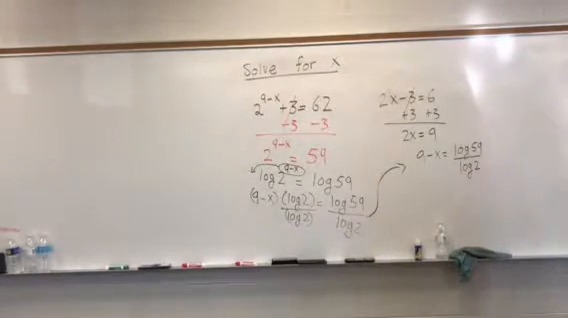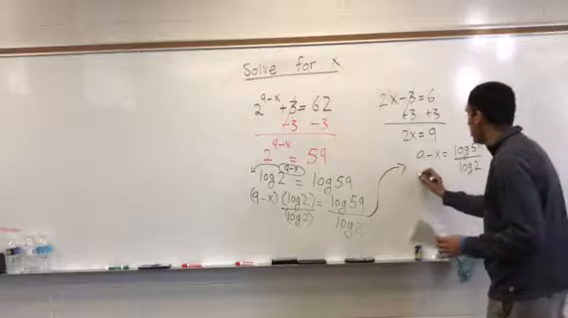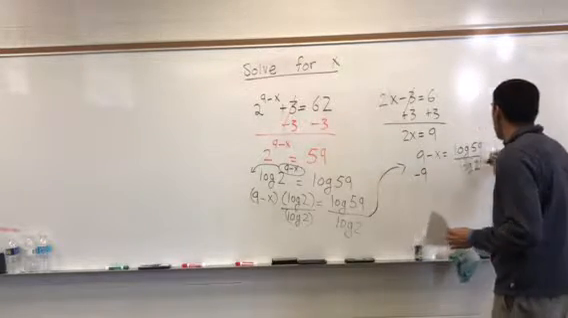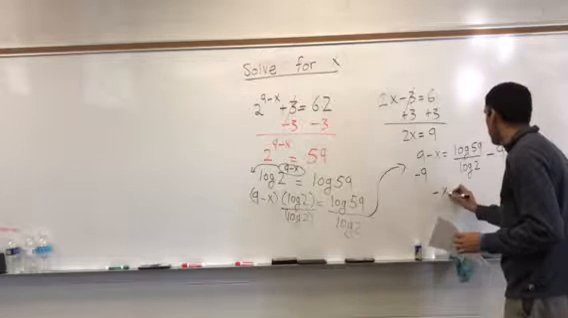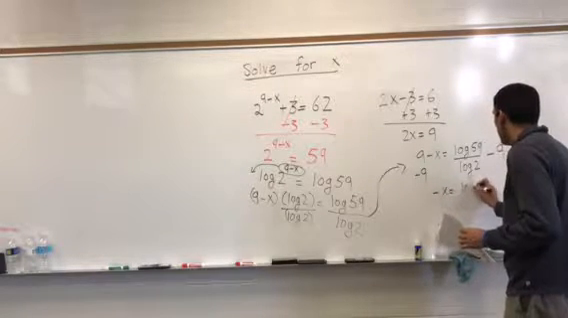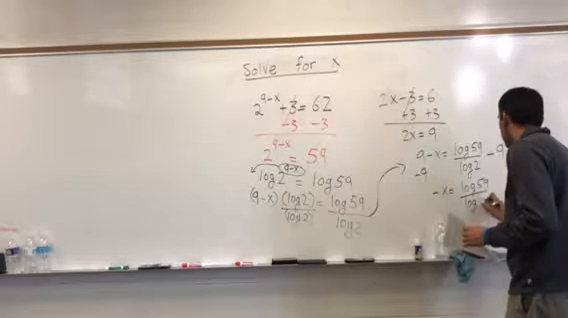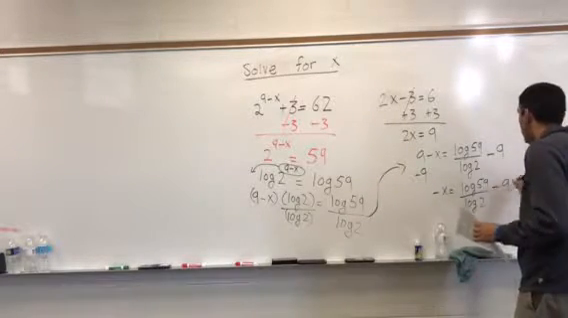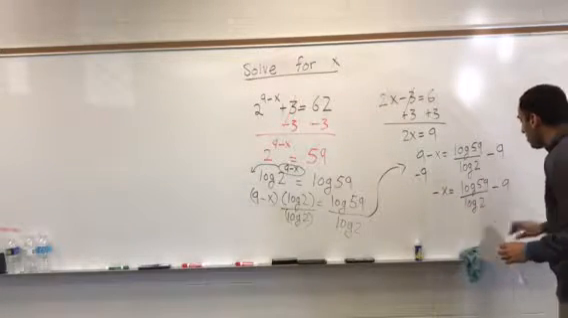Now what's the next step? Good job, subtract 9 from both sides. Negative x equals log 59 over log base 2 minus 9. Are we done? It looks like we are completely done.